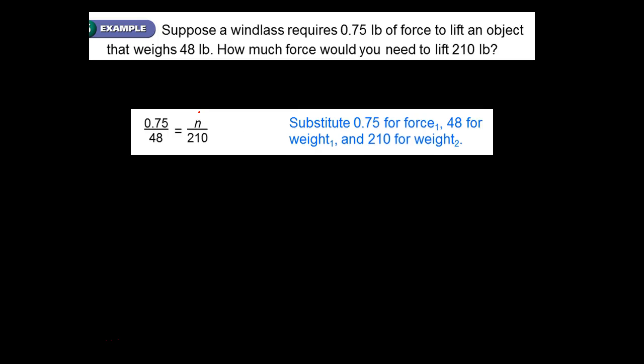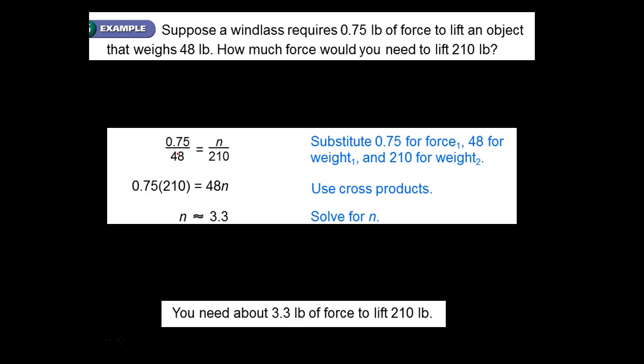Here's what your numbers should look like. So filling in 0.75, 48, 210, and this is what you are looking for. Go ahead now, pause the video, and solve for n. Now that you have solved for n, you should have gotten about 3.3 pounds of force. So take this answer and bring it back into your question. You'll need about 3.3 pounds of force to lift 210 pounds. Go ahead and work on your practice problems at this time.